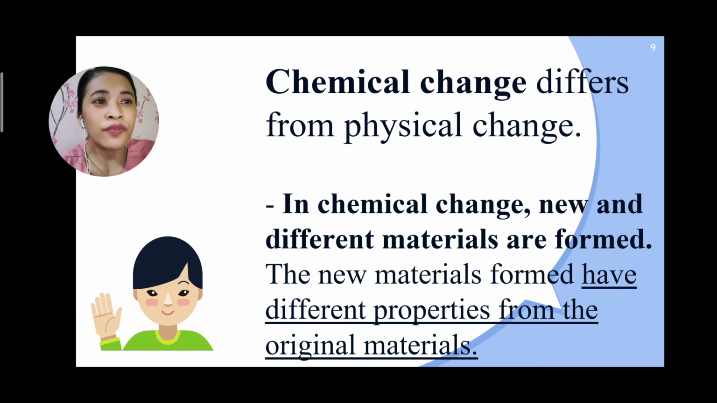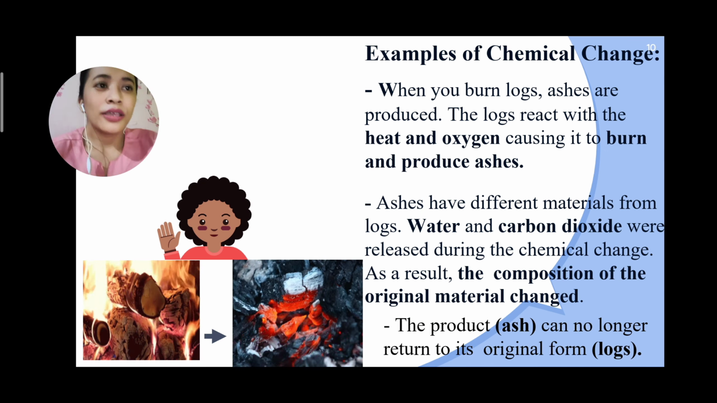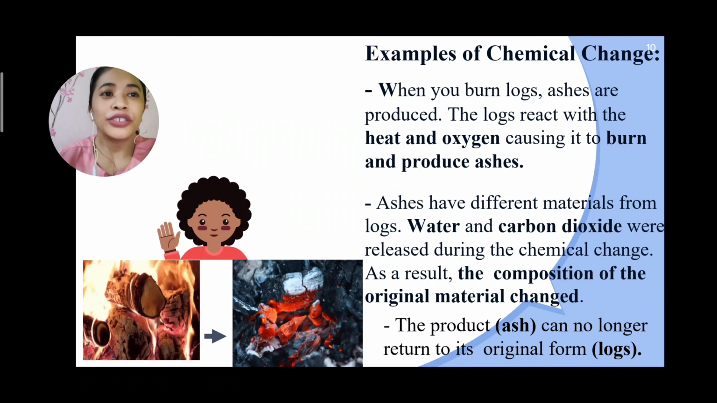The second change that matter undergoes is the chemical change. Chemical change differs from physical change. In chemical change, new and different materials are formed. The new materials formed have different properties from the original materials. Here's an example of chemical change.